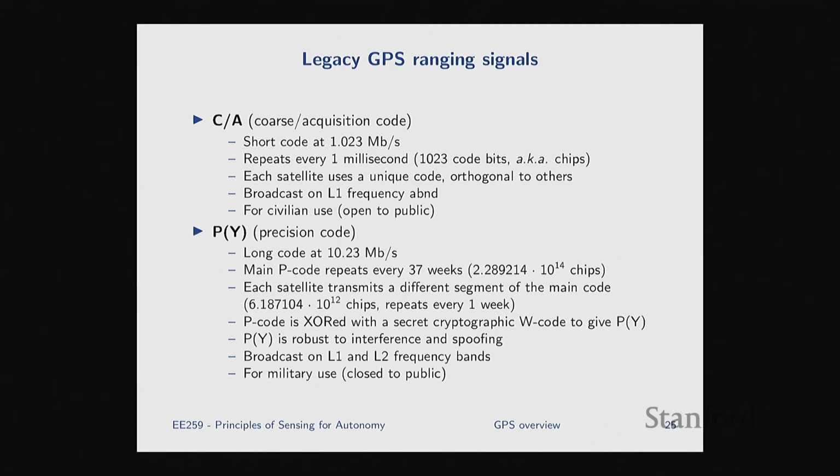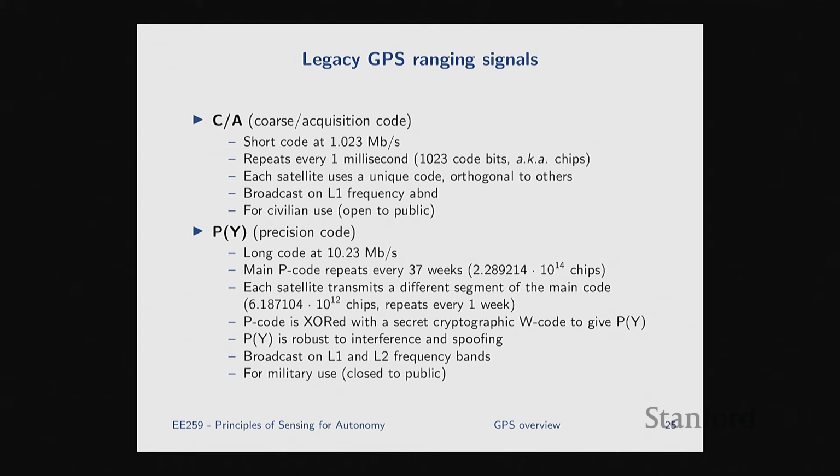Okay, PY is called the precision code, P for precision. I'm not going to spend too much time on it. It's faster by a factor of 10, so 10.23 megabits per second. It's also much, much longer than the CA code. Look here: the CA code was 1 millisecond, and this one repeats every 37 weeks. That's something like 12 orders of magnitude longer.